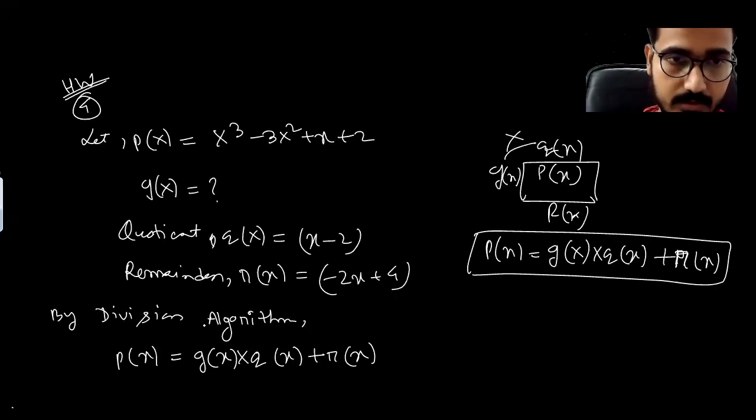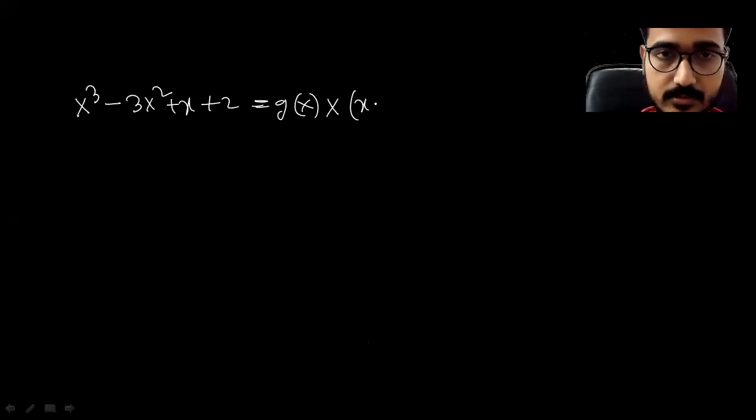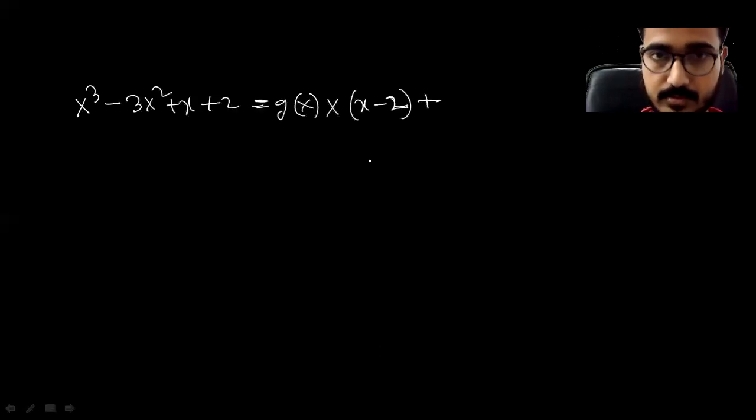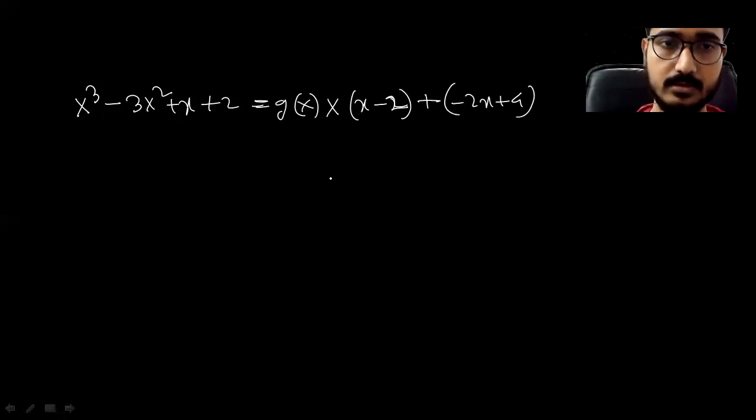This is the px. Gx we have to find. What is the value of qx? This one, x minus 2. X minus 2 is the qx. And what is the value of rx? Rx is minus 2x plus 4. So minus 2x plus 4 is your rx. So to find gx, how can you find gx? So you have to find gx.